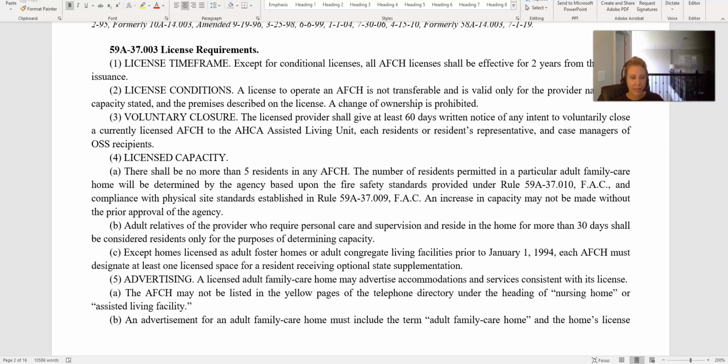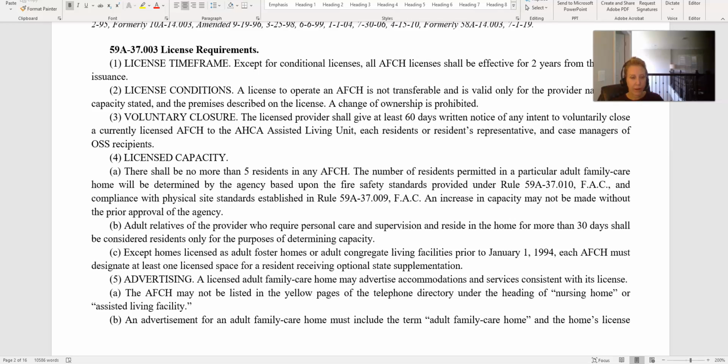Number 4, license capacity. A. There shall be no more than 5 residents in any AFCH. The number of residents permitted in a particular adult family care home will be determined by the agency based upon the fire safety standards in compliance with physical site standards. An increase in capacity may not be made without the prior approval of the agency.